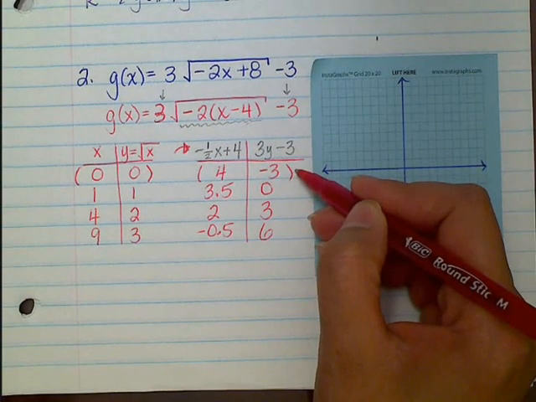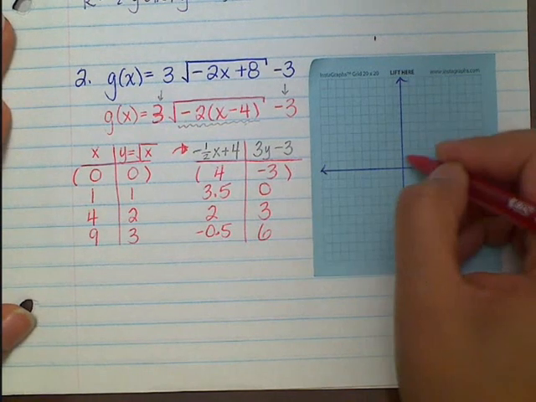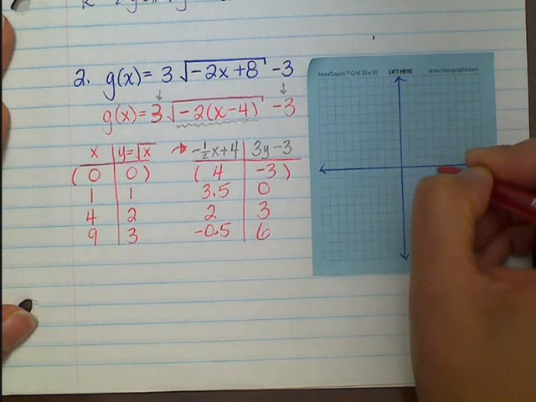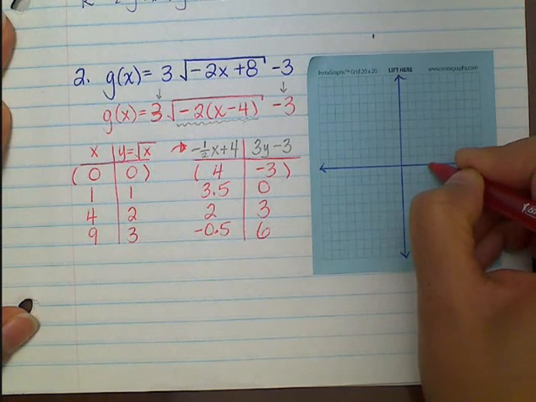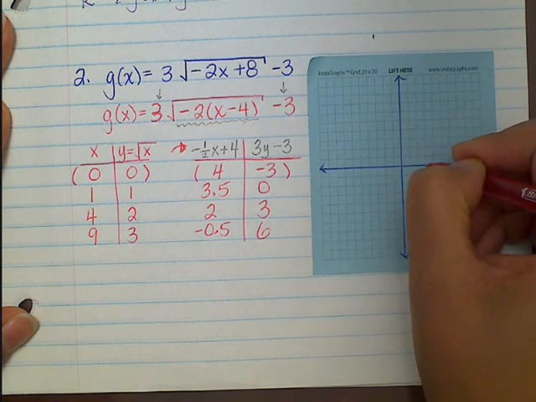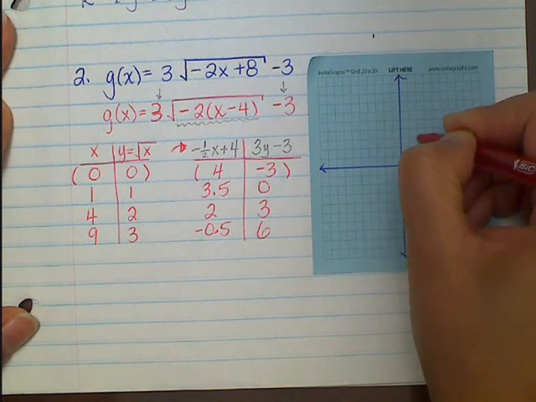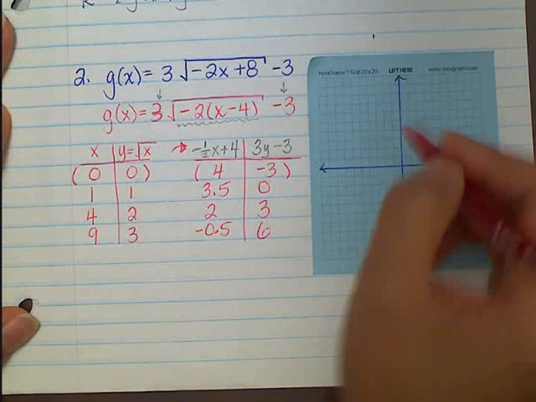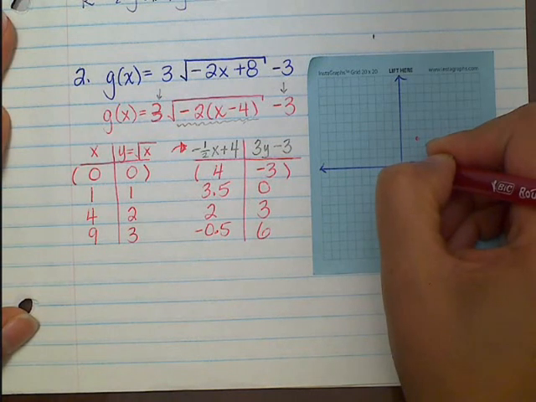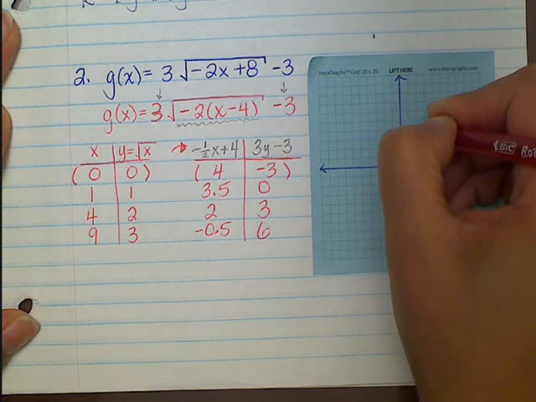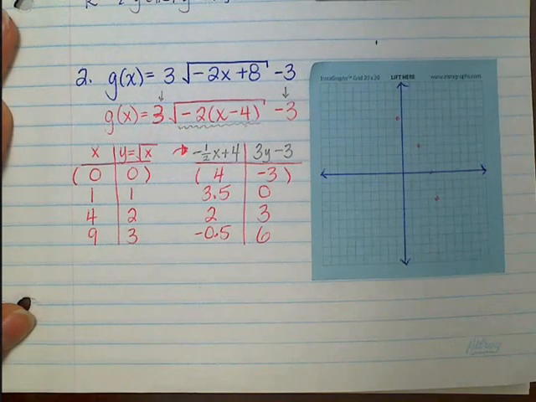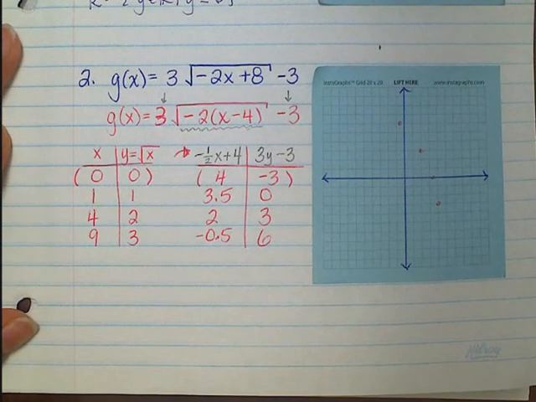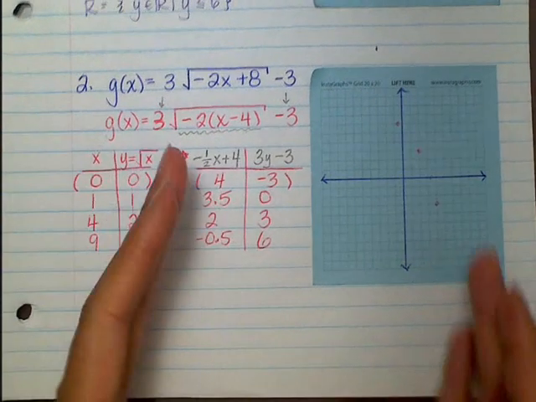So now you can plot your points, and this tells me that this is where my graph is going to start, and then it's going to continue in one of the directions. So I'm going to plot my points. So 4 and negative 3. And I'll continue to plot the points. And so that's what the points look like.